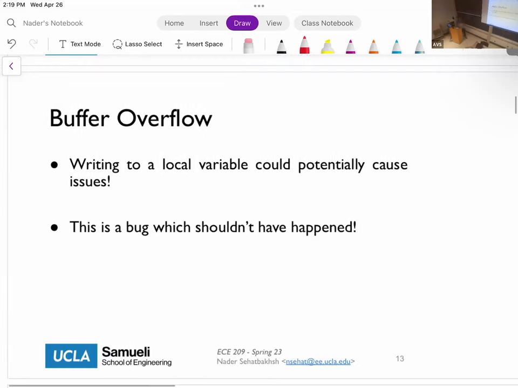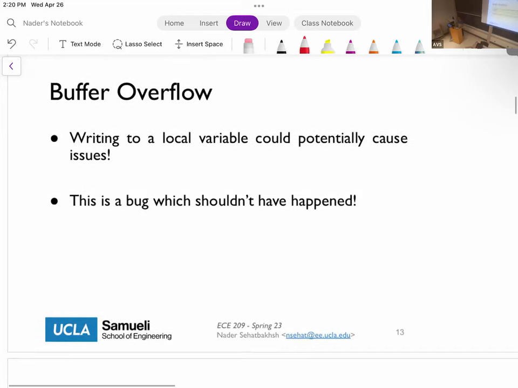So essentially, the reason that we have buffer overflow is that there are some local variables that are not being properly bounds checked. And as a result, if the adversary can find this bug, it doesn't exist in every single piece of code that you write, but it exists in enough of these codes that this actually becomes a very serious problem. And as a result, you can actually do something like this. Okay? Any questions?